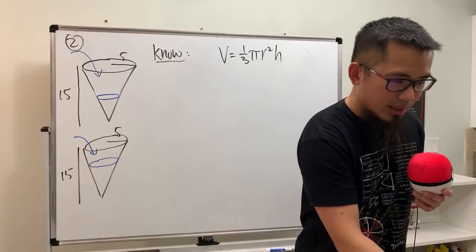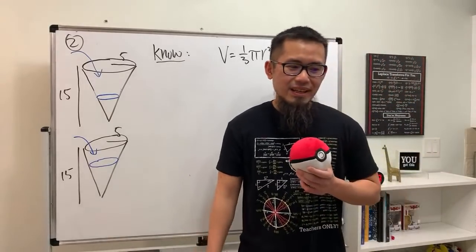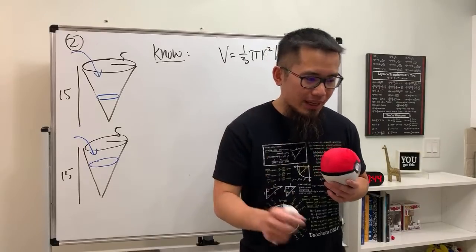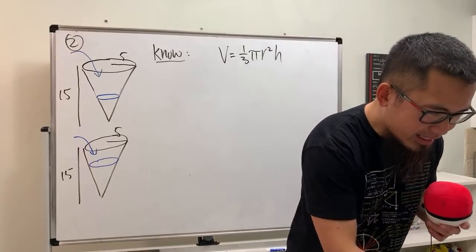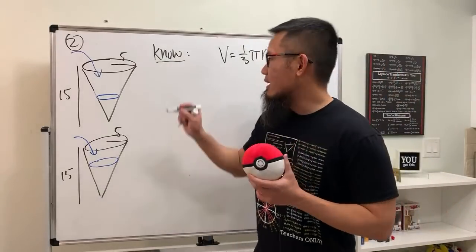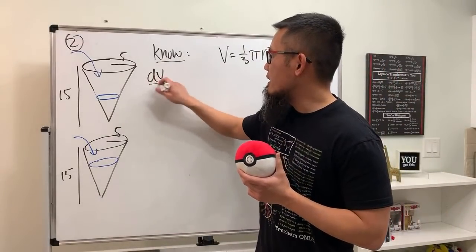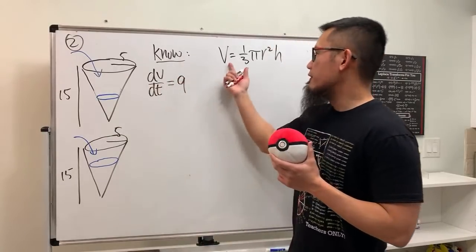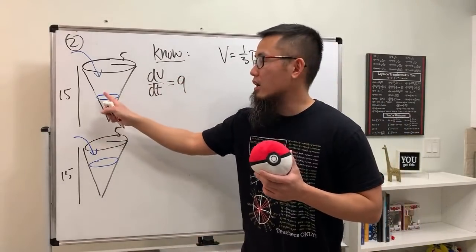You also need to write it down in calculus language, right? 9 feet cubed per minute. It's not enough. You also have to do the labeling. Randy, you got it. Very nice. Let's go and write down. We know that dV/dt is equal to 9. In this case, the V is for the volume of the water.